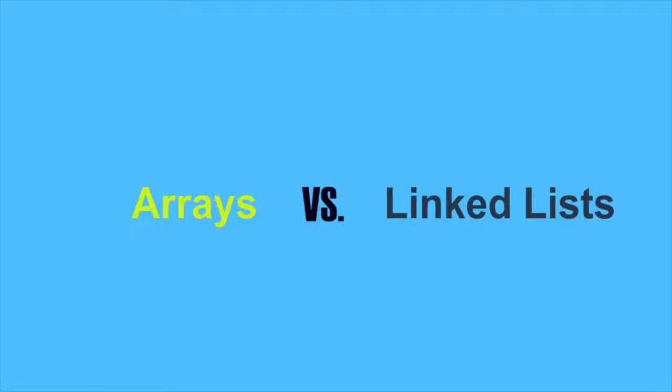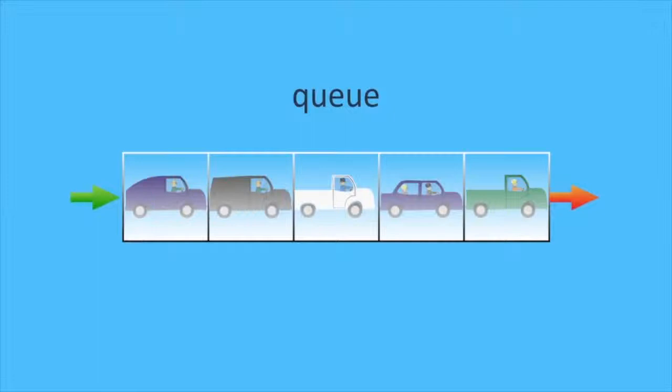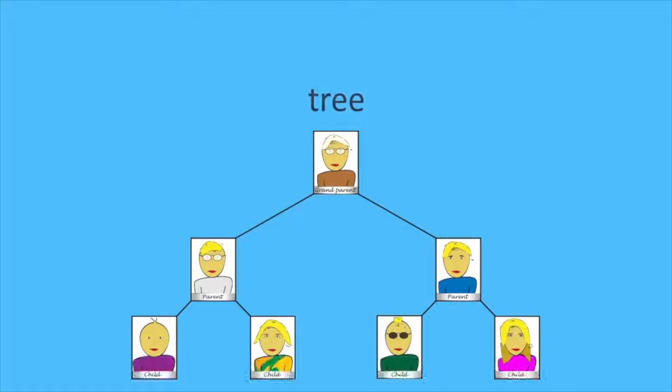In this video, we'll be looking at the list data structure and considering the differences between arrays and linked lists. A data structure, such as a stack, like a stack of books piled on top of one another. A queue, just like a queue of cars waiting behind each other in traffic. A tree, just like a family tree with all the different hierarchies. Or a linked list is a way of holding and organizing information.